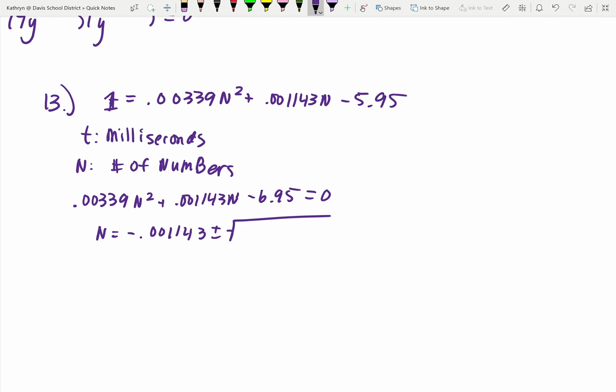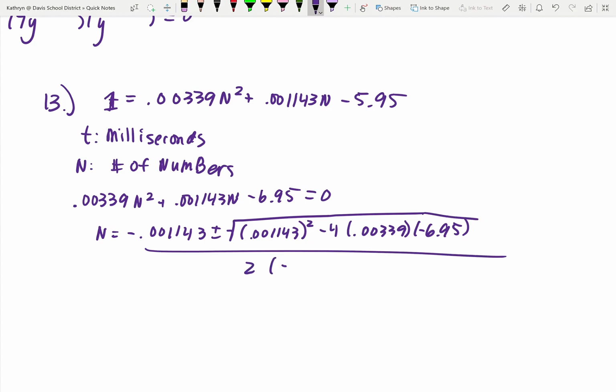Now, I'm going to break my own rule, but I'm going to be careful. I'm going to put parentheses around what I'm squaring. So I'm going to go 0.001143 squared minus 4 times 0.00339, that's A, times C, which is -6.95, all over 2 times A, so that's 2 times 0.00339. Okay, now they want it to the nearest whole. I can go right to my answer.